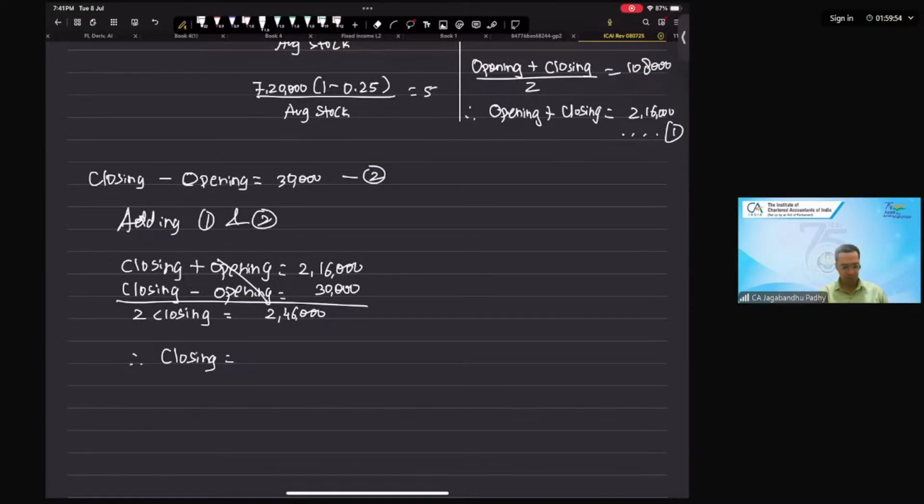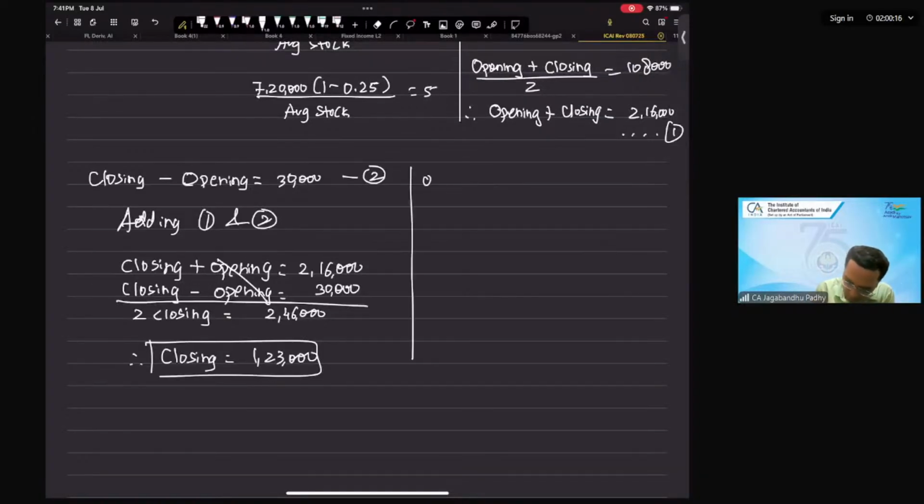So therefore, closing stock is 2,46,000 divided by 2, which is 1,23,000. Closing stock is 1,23,000. And once you have got the closing stock, we can also get the opening stock. So opening stock is 30,000 less than this, which works out to be 90,000. So opening stock is 90,000.